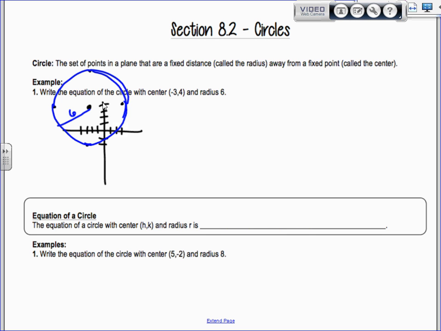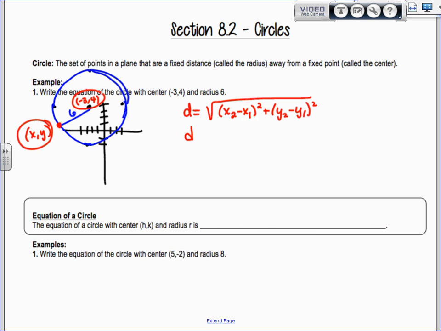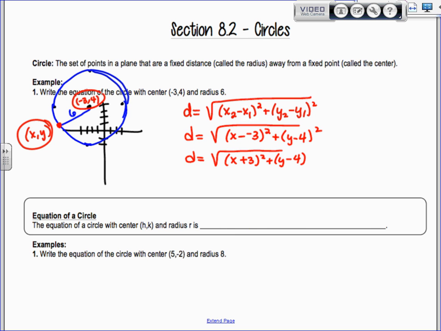Okay, so my center was that -3, 4. But any point along the edge, we just write as x, y. We're not sure what that is. So if I come up with an equation using the distance formula, we know that the distance is the square root of x2 minus x1 squared plus y2 minus y1 squared. This is my x2, y2, my x, y, and this will be my other point, my x1, y1. So when I plug it in, I'm going to have x minus a -3 squared plus y minus 4 squared. So I end up getting x plus 3 squared plus y minus 4 squared.